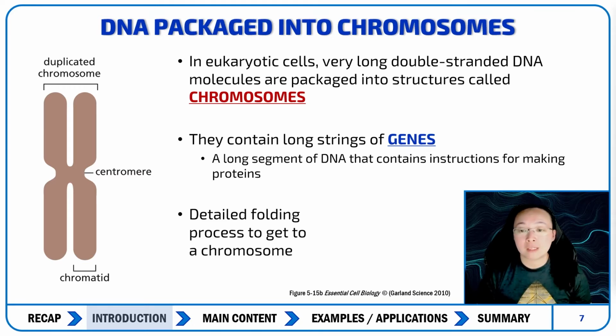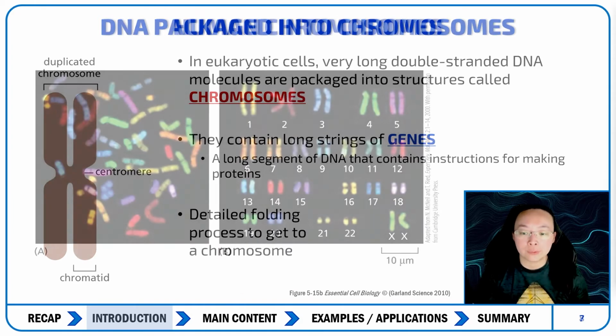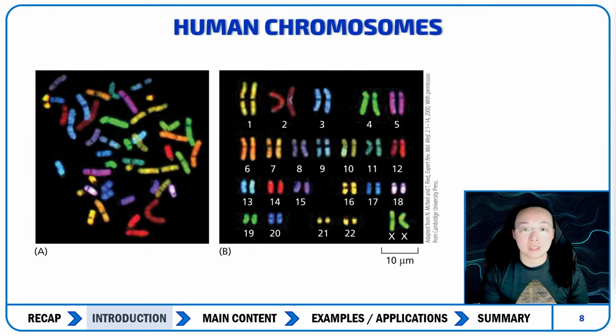In a eukaryotic cell, very long double-stranded DNA chains are packaged into structures called chromosomes, and they contain a long string of genes that can be read. These chromosomes can be unwound at any point in time to create those proteins. There is a detailed folding process to get a chromosome, but first let's take a look at what chromosomes are and then take a look at the folding process, because that will come into play in future chapters.